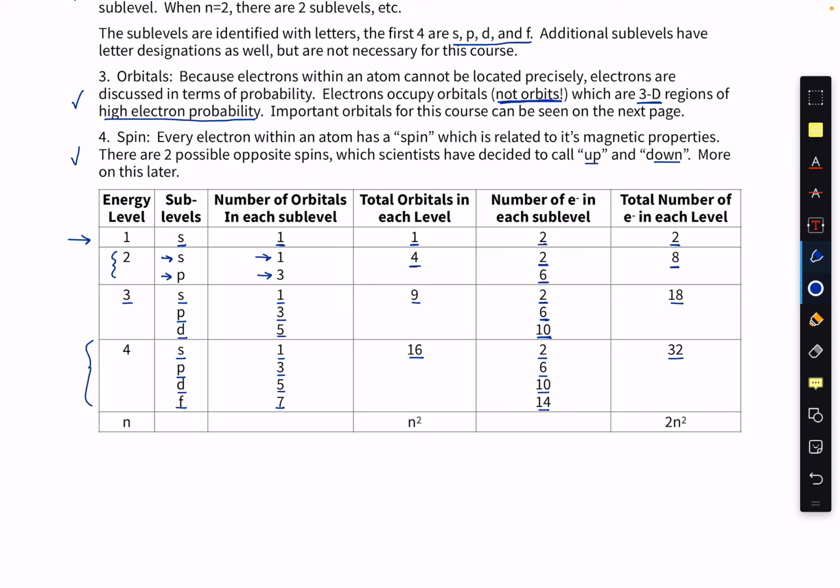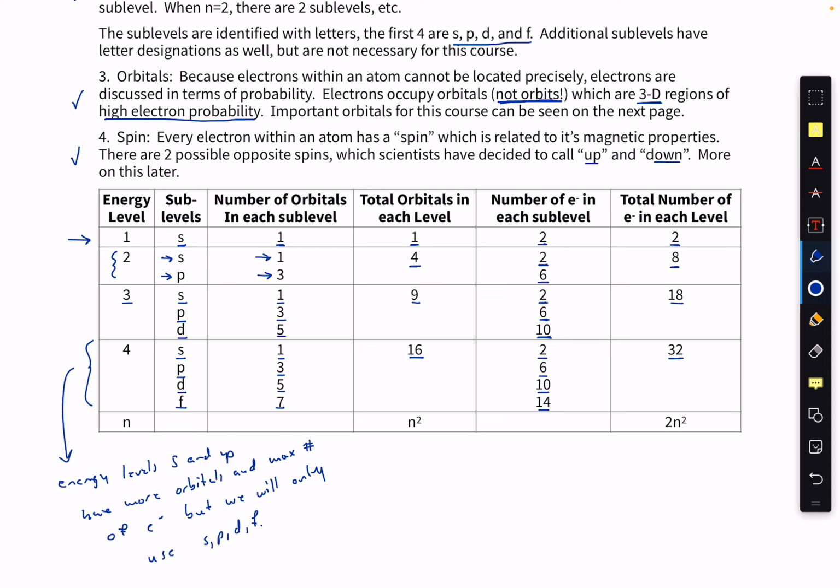Now, what we said practically is that's all we're ever going to use. So energy levels 5 and up have more orbitals and max number of electrons, but we will only use S, P, D, and F. So we are never going to use more than 16 orbitals or ever put more than 32 electrons into an energy level.